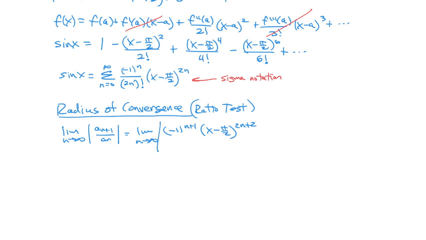Okay, and then the bottom would be 2n plus 2 factorial. The same reason, this n becomes n plus 1, then we have to multiply it by 2. Then we're going to multiply by the reciprocal, right? We're going to divide by a sub n, which is the same as multiplying by the reciprocal. So that means we're going to multiply by 2n factorial. Then we'll have -1 to the n, and then x minus pi over 2 to the 2n, absolute value. The negative ones are in absolute value, so we don't have to really worry about them. They're going to be gone.